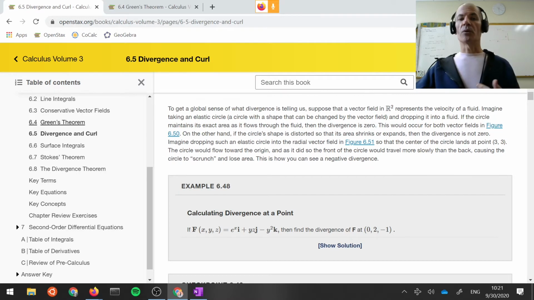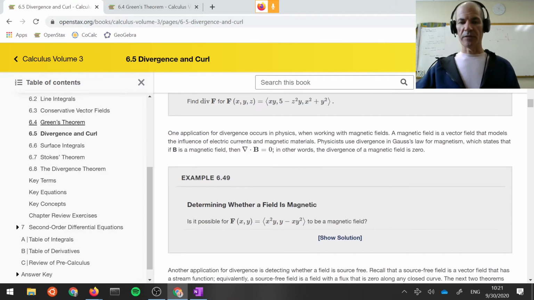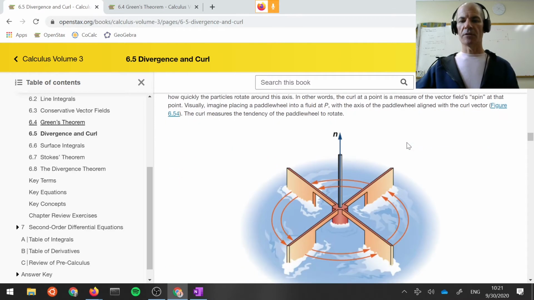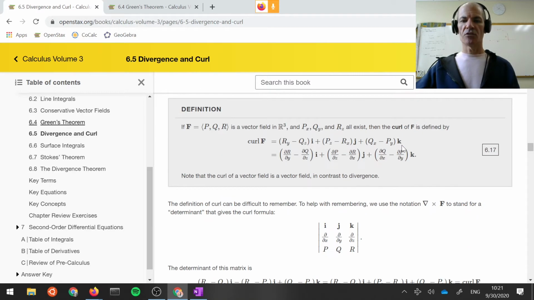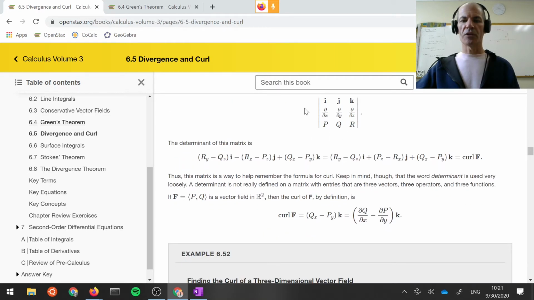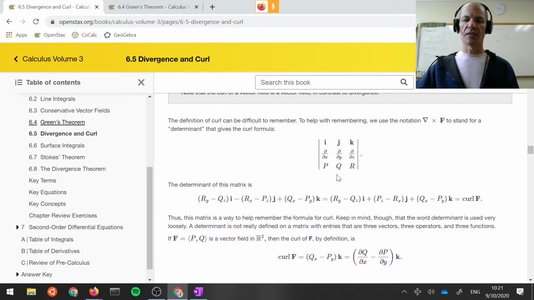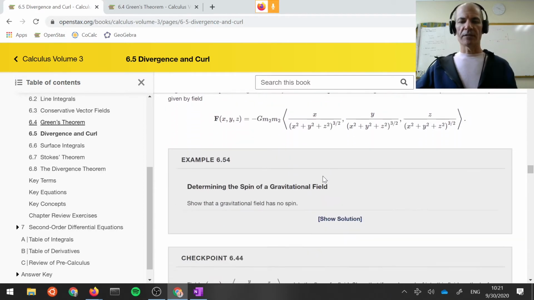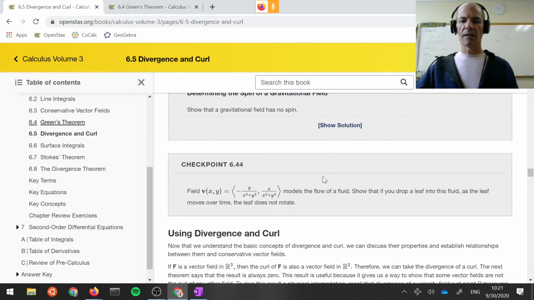Divergence is a scalar quantity. Curl is a vector valued quantity. All right. Once again, computing the curl is a computational exercise, and you can memorize this formula, or you can use this mnemonic. I tend to use this determinant mnemonic to do that sort of stuff. There's a couple of exercises for computing the curl.